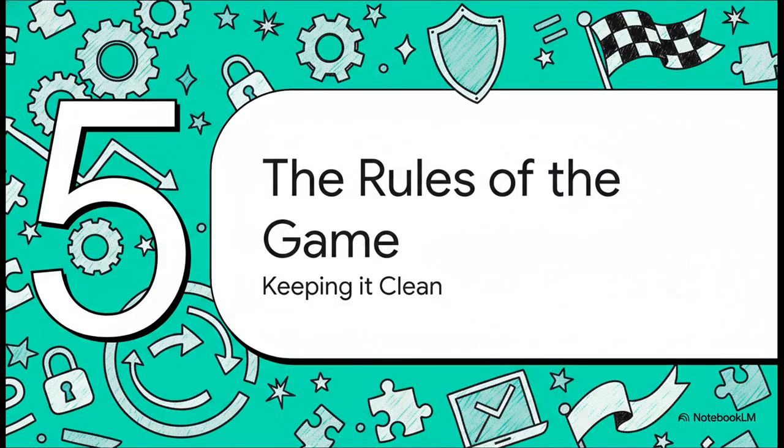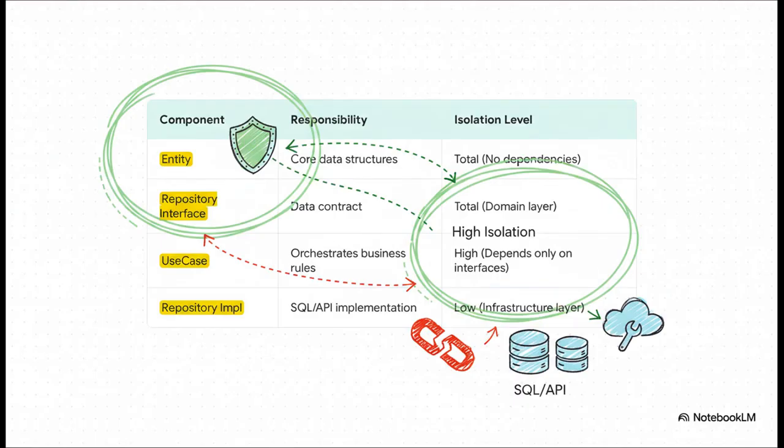All right, let's wrap this up by quickly going over the rules of the game. If you stick to these principles, you're going to keep your architecture clean and tidy. This table lays it all out. Right at the core, your most protected layer, you've got the entity and the repository interface. Total isolation. Then you have the use case, which is still highly isolated. The only place where isolation is low is way out on the edge, in the infrastructure layer. That's where your actual database code or API client lives because, well, it has to know about those specific technologies.